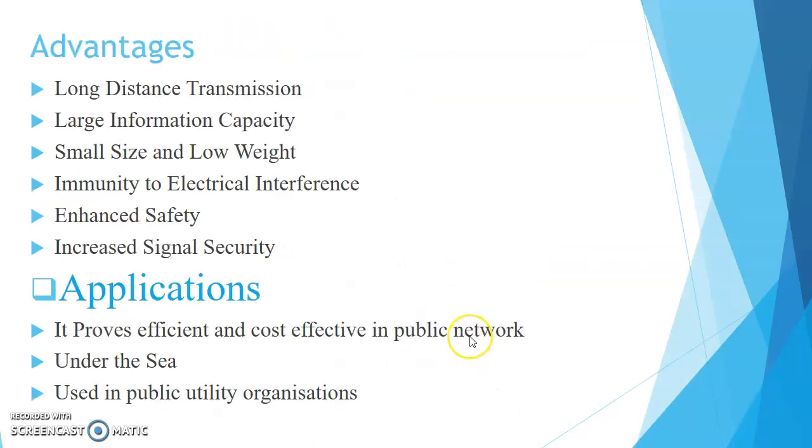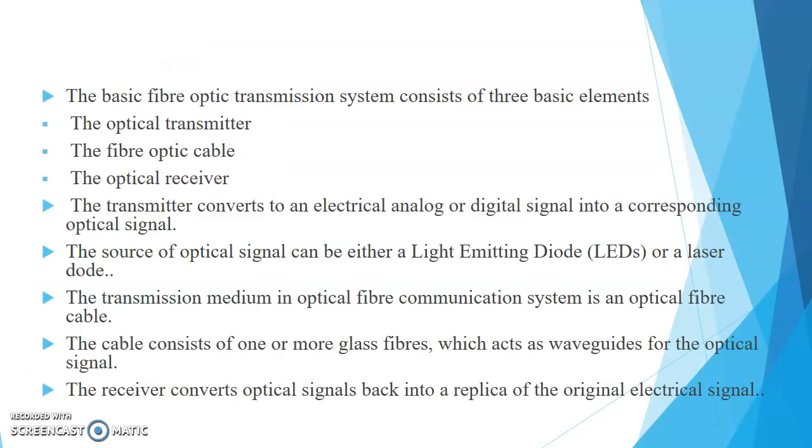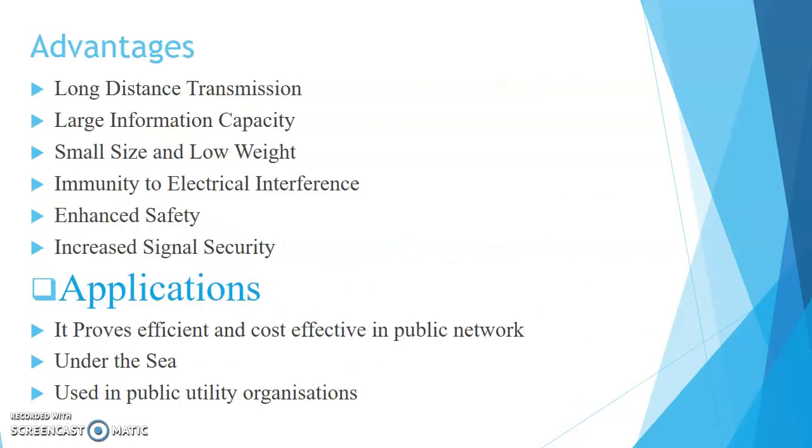Next, before going to the advantages, the detector can be a PN type photodiode or an avalanche type photodiode. Next, coming to the advantages: long distance transmission, large information capacity, small size and low weight, immunity to electrical interference, enhanced safety and increased signal security.